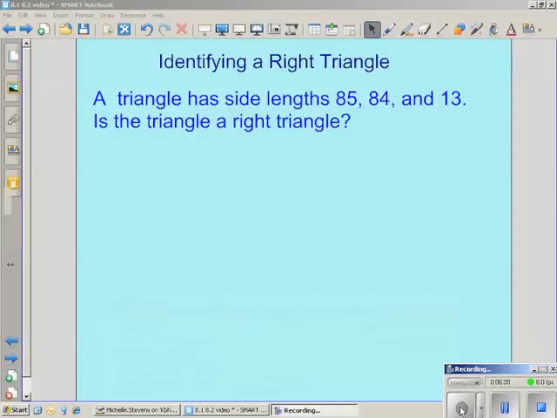Next question, identifying a right triangle. How do you know for sure that we're dealing with a right triangle? So a triangle has side lengths 85, 84, and 13. Is it a right triangle?